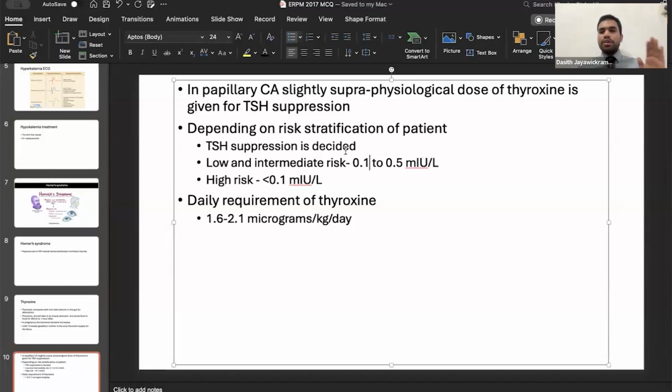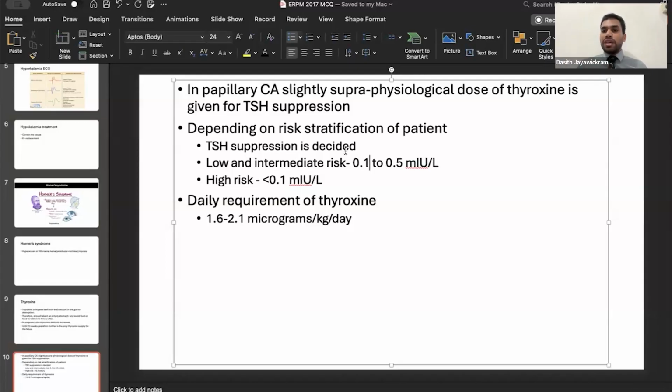So the range is 1.6 to 2.1. Depending on different books, it might vary a little bit. And it should be stopped 3 weeks before radioiodine therapy. Okay, so why do we give radioiodine therapy? Again, we re-stratify these patients according to the American Thyroid Association guidelines, and we determine low, intermediate, and high risk. For intermediate risk and high risk patients, we give radioiodine therapy.